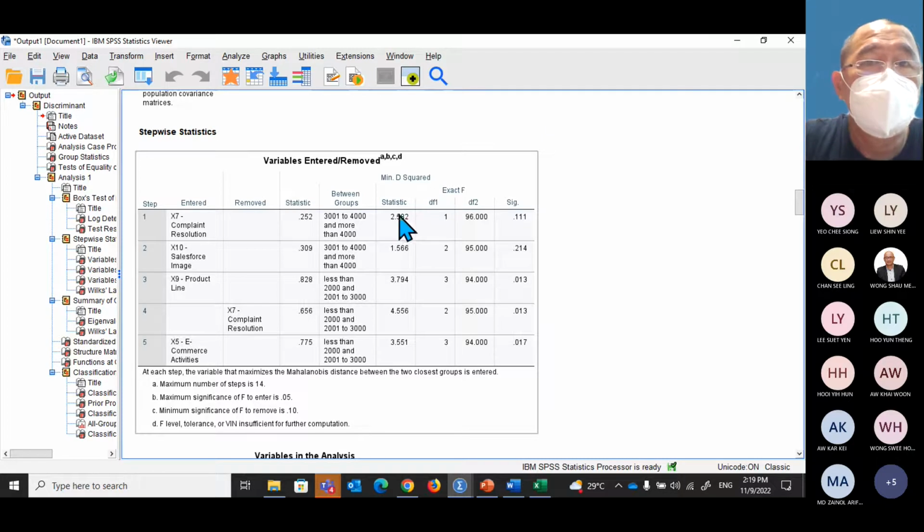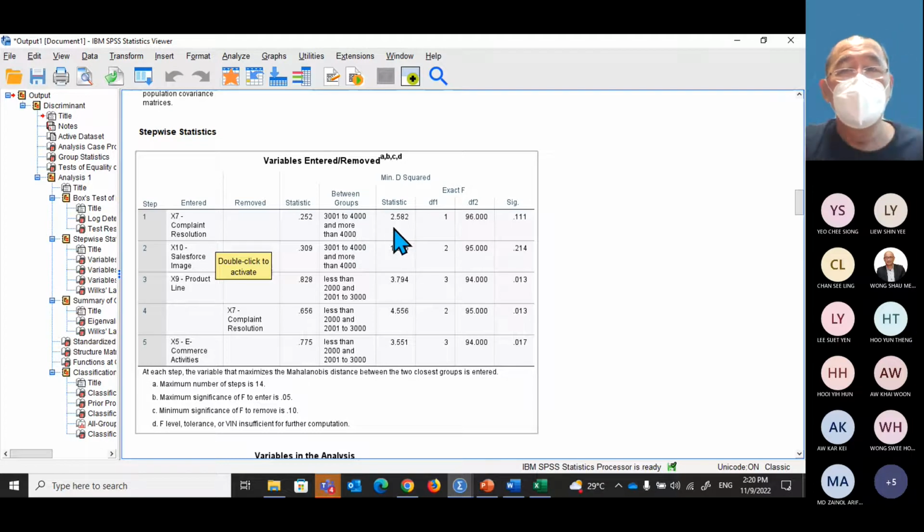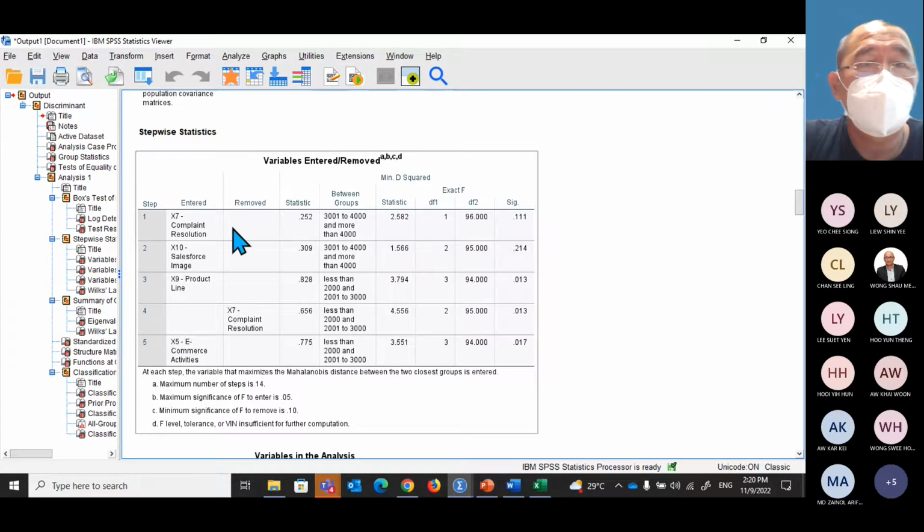So this one, they compare pair by pair between these two groups, 3,001 to 4,000 and also more than 4,000. This is the statistics. So we see this one. We should include this.